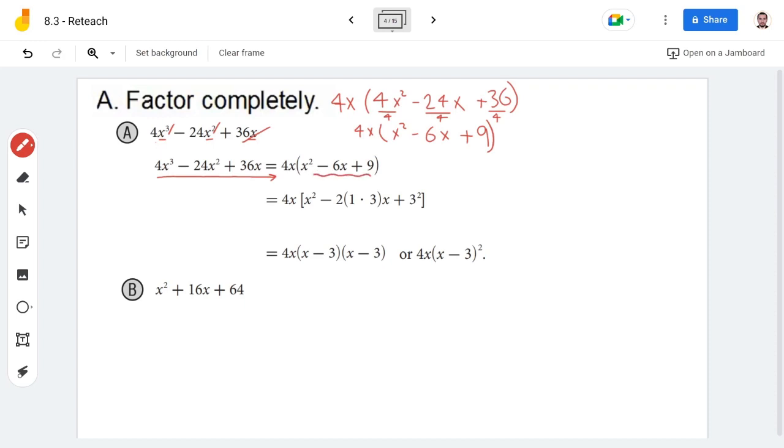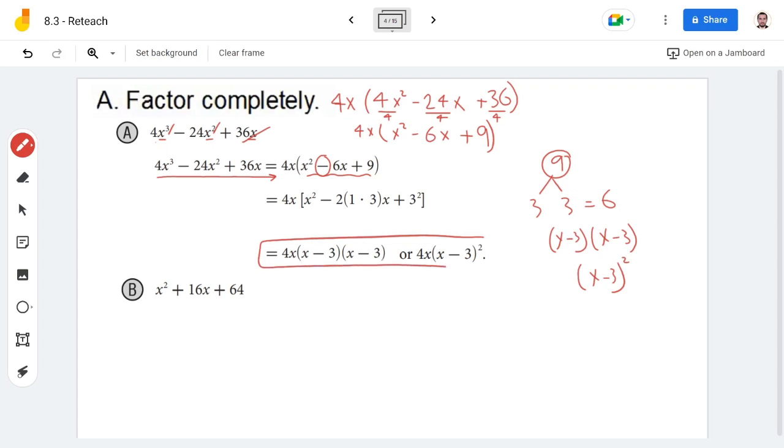Now, can we factor this? Yes, we can factor this, and we know this is a perfect square. Why a perfect square? Because both numbers give you 9 and add to 6, right? And because the first sign is negative, my bracket should have x minus 3, x minus 3. So if I combine them, it will be x minus 3 to the power of 2. That's what you see here. That's the final answer. So 4x times (x minus 3) to the power of 2.